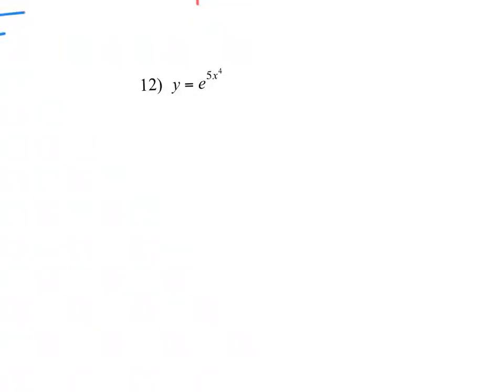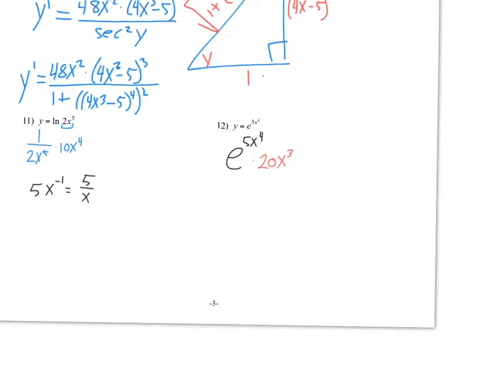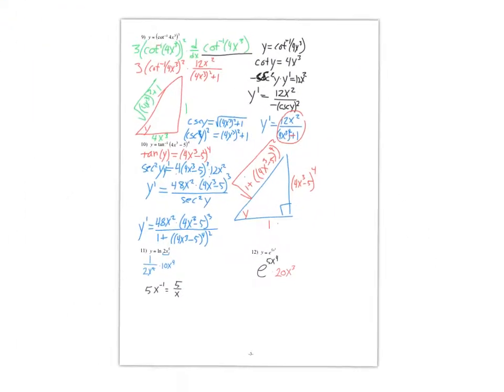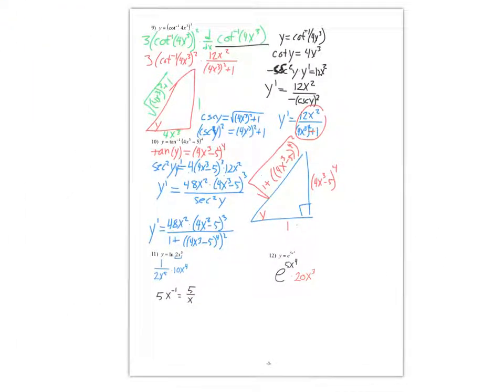The derivative of e to the stuff is going to be e to the stuff times the derivative of the stuff. Let's start out with e to the stuff, 5x to the fourth, and then the derivative of 5x to the fourth would be 20x to the third. And that's it for that one. How nice was that to have those two short problems after the very long, obnoxious ones we've been having.